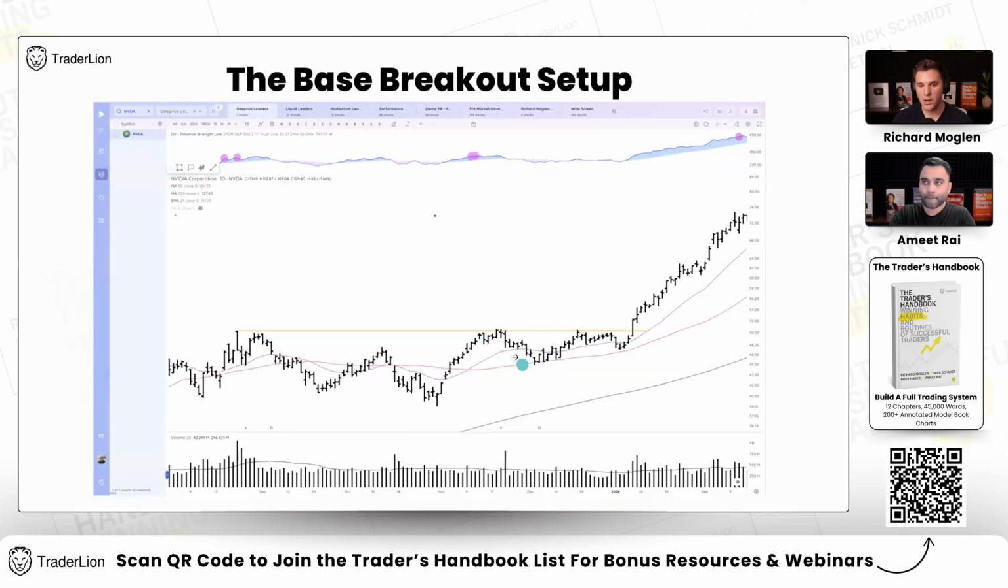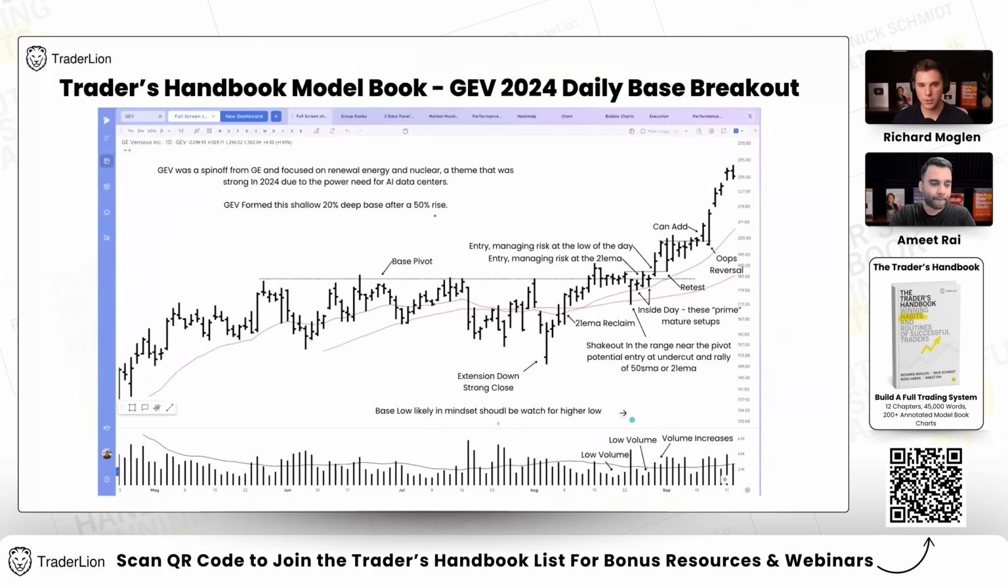So look for respect for the moving averages within a base after it previously undercut and rallied and didn't really care for them. This is a sign that institutions are really accumulating the stock on any pullback within the base. And this led to a really nice breakout on an increase in volume.